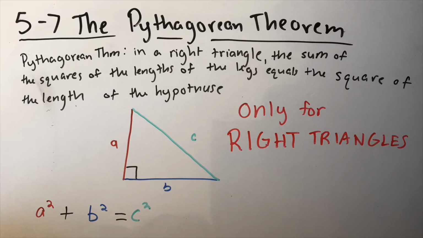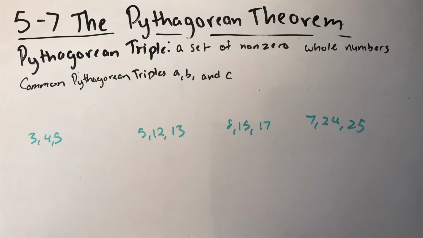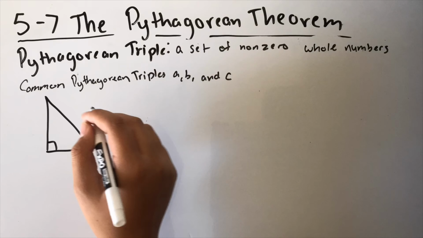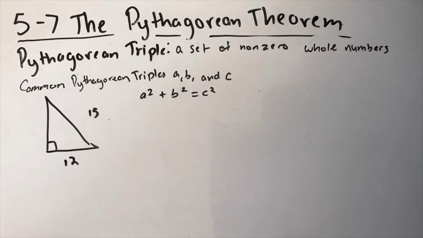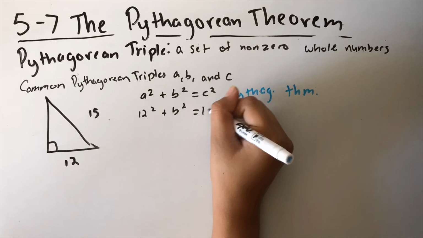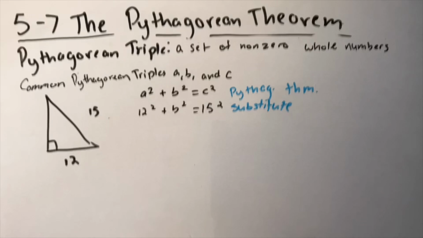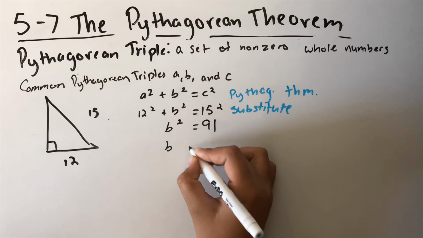Okay, so we have something called a Pythagorean triple, which is a set of 3 non-zero whole numbers a, b, and c, such that a squared plus b squared equals c squared. Some common Pythagorean triples are 3, 4, and 5, 5, 12, and 13, 8, 15, and 17, and 7, 24, and 25. We can test these triples out using this right triangle with c equaling 15 and one of the legs equaling 12. Plug that into the formula and simplify. Finally, we get b equals 9.